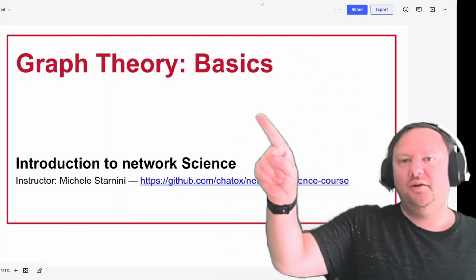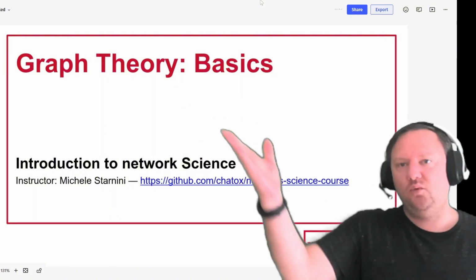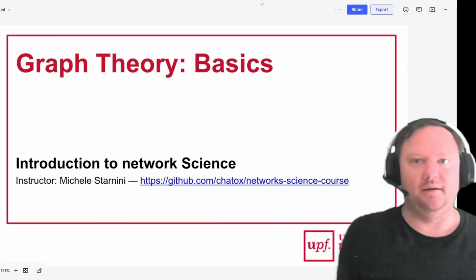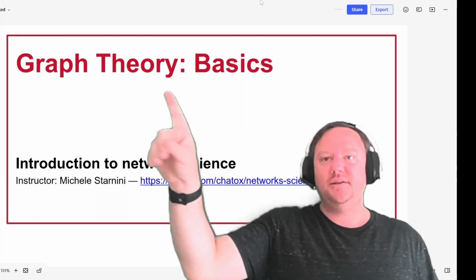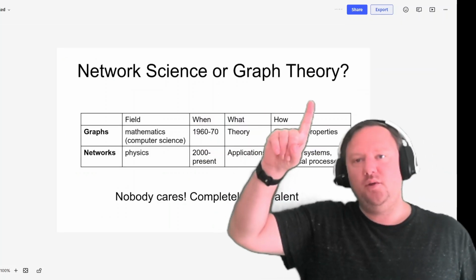And although I haven't looked at the lecture notes just yet, what it seems like is we're doing a sort of quick review of graph theory in the abstract so that we can, in a little while, apply some of these concepts to computer networks. So what are we doing in this course? Are we doing network science or are we doing graph theory?